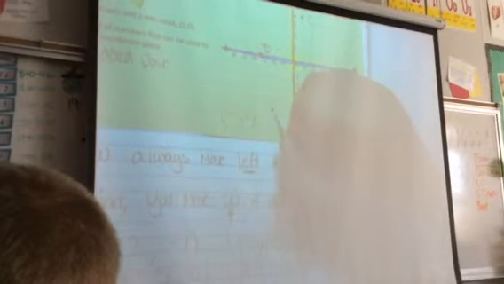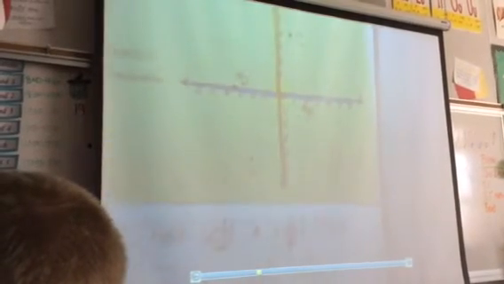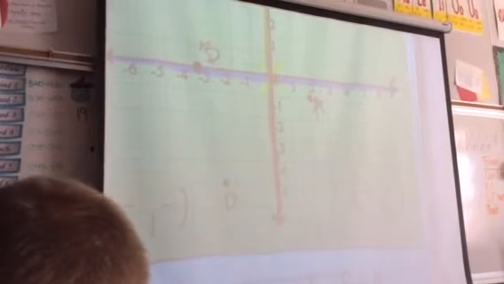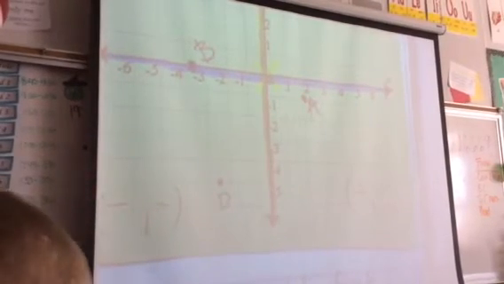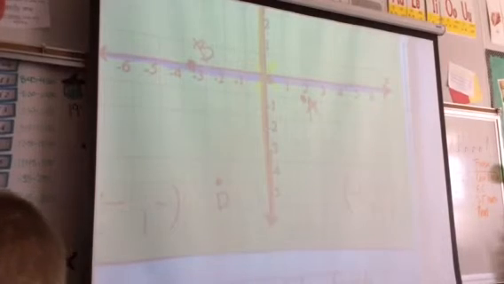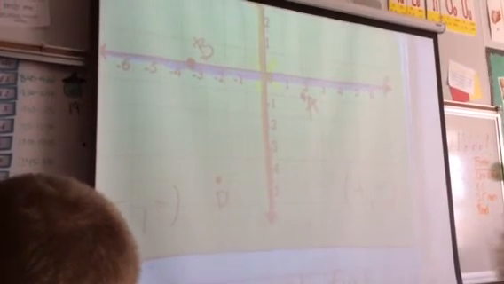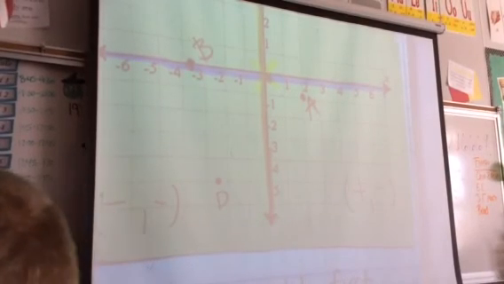So I have point D. Okay. So what is the direction that I move first? Tell your partner what 2 directions I'm going to move. I should hear people talking with their partners. What are my directions?